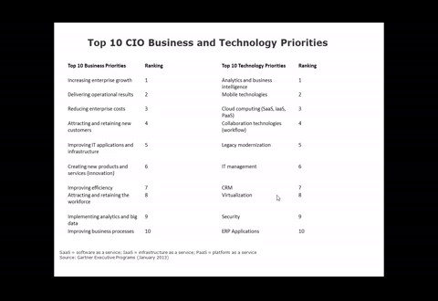These are some facts I have collected. The top 10 CIO business and technology priorities. If you have seen here, analytics and business intelligence is the #1 priority for your technology priorities. That means I can center my whole landscape, my whole IT ecosystem around analytics and business intelligence. That's why it is ranked as #1, ranked as #1 from a technology perspective.